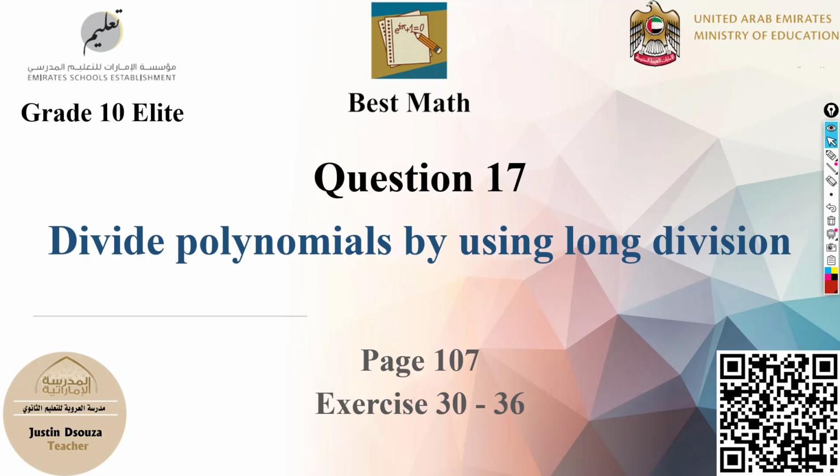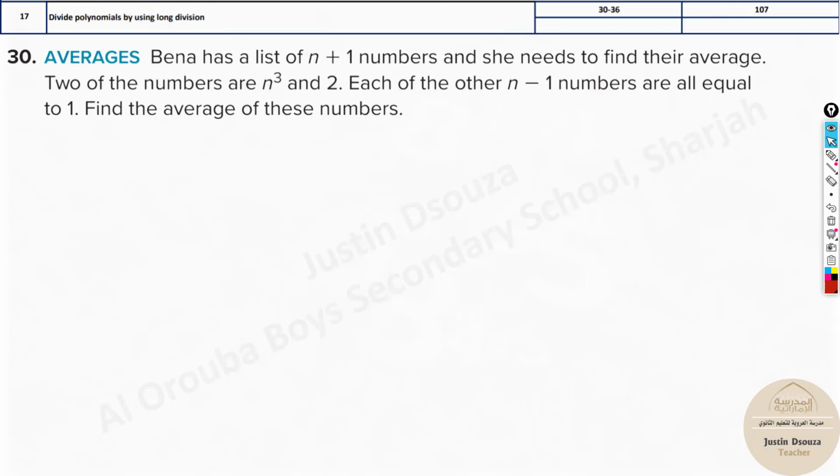Question number 17 is to divide polynomials by using the long division method. Let's look into the problems over here. Some of them are tricky. It's all real world problems. The first one is about averages.